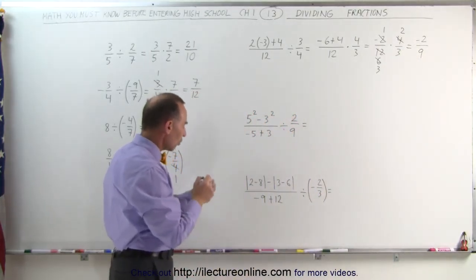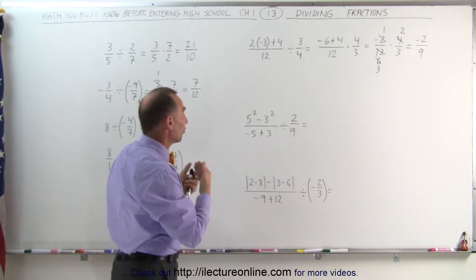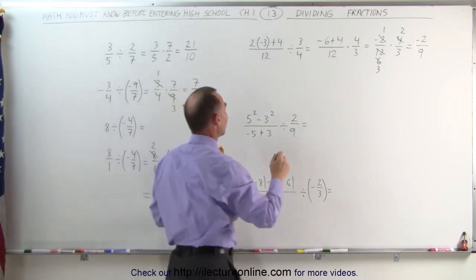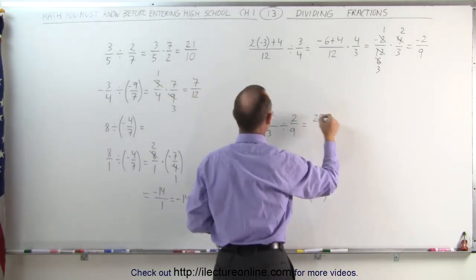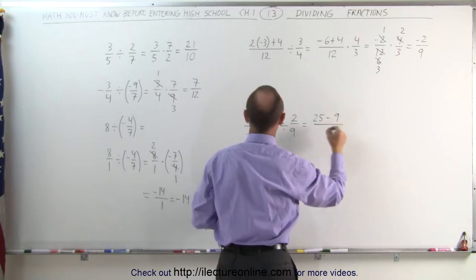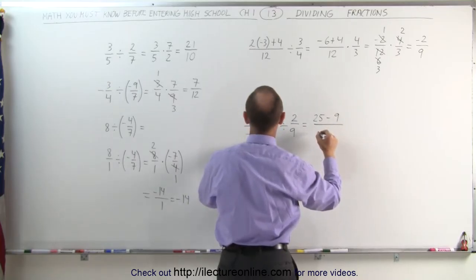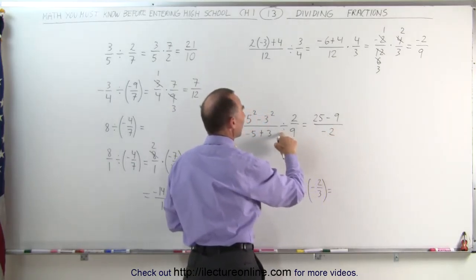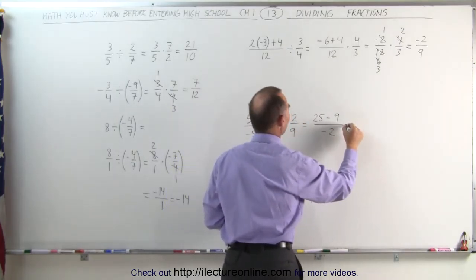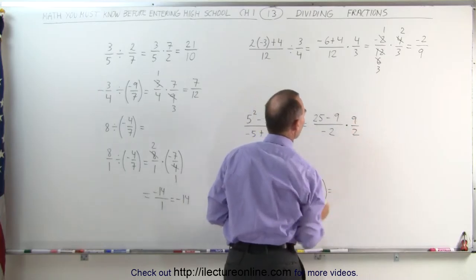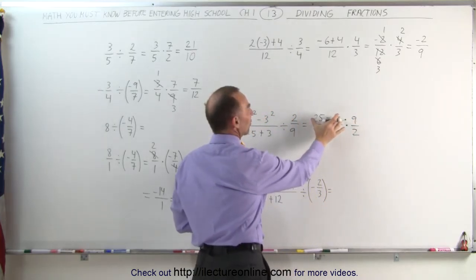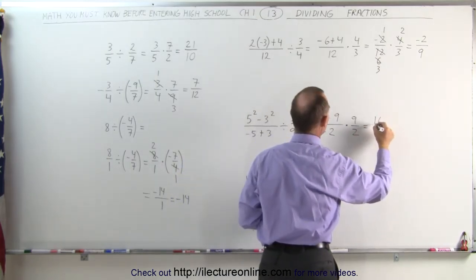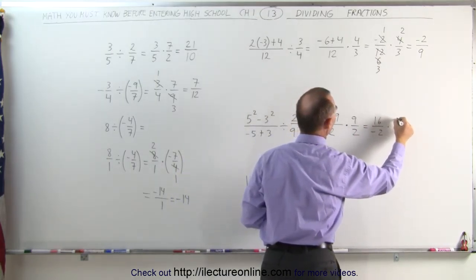On the next one here, notice we have some exponents. We need to simplify the left fraction first by first taking care of the exponents. 5 squared is 25, minus 3 squared, which is 9, divided by minus 5 plus 3. Minus 5 plus 3, that'll give us a minus 2. And dividing by 2 ninths is the same as multiplying by its inverse, 9 divided by 2. First, we want to simplify by combining these two. 25 minus 9, that would be 16 divided by negative 2, multiplied times 9 divided by 2.